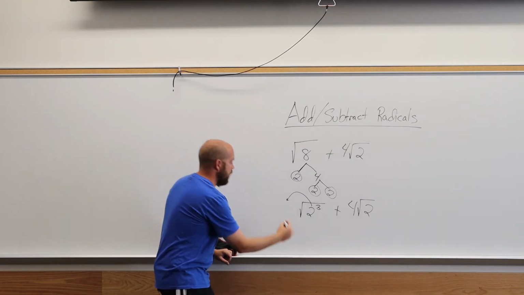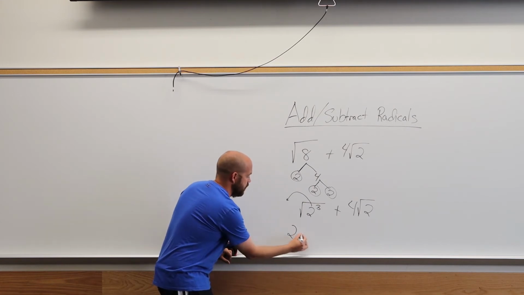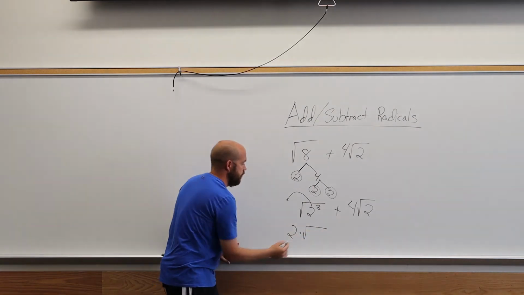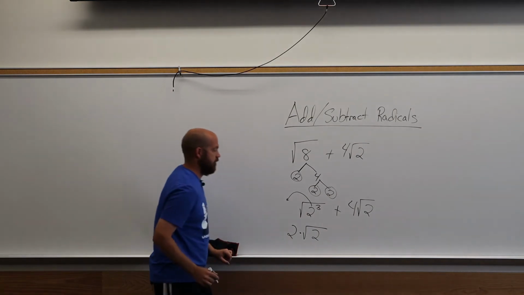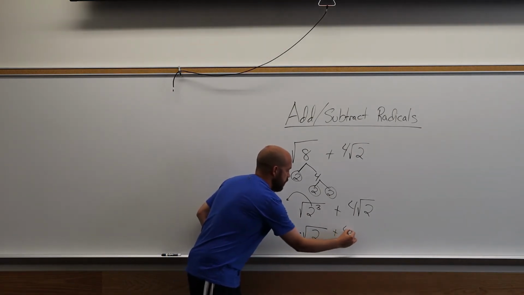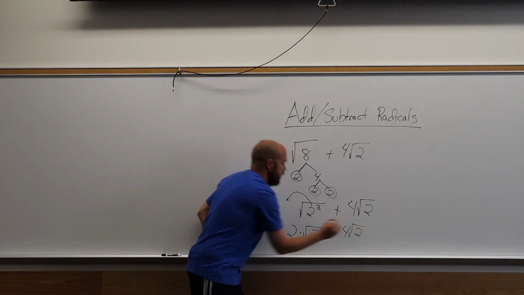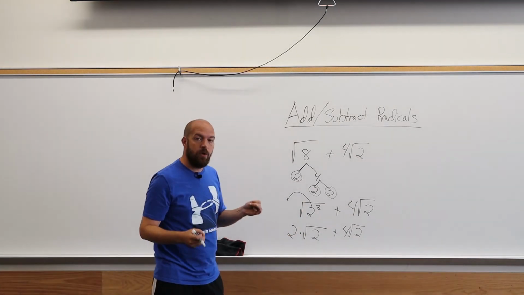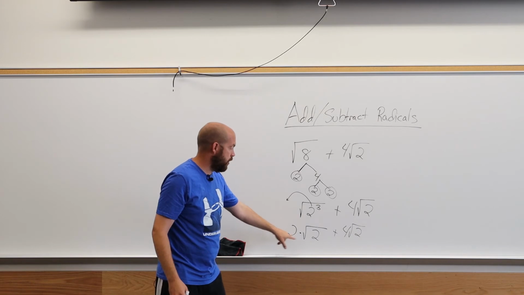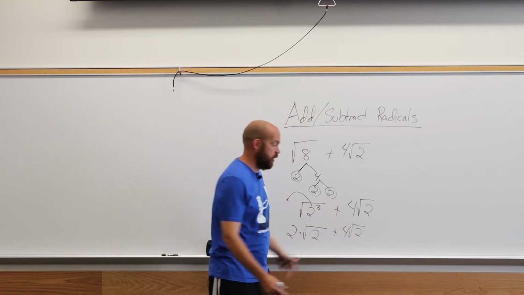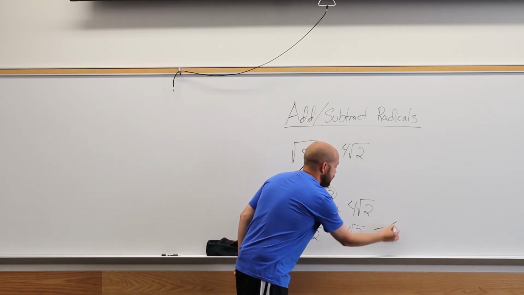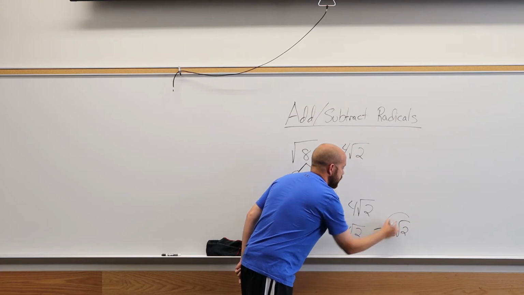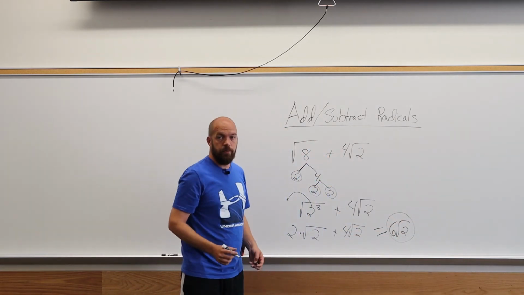So I took 1, 2 out and it cashed in 2 tokens times the square root of, I still have a 2 left on the inside, plus 4 square roots of 2. Now I have like terms, they both have square roots of 2. How many square roots of 2 do I have? I've got 2 of them here, plus 4 of them here. Total would give me 6 square roots of 2.